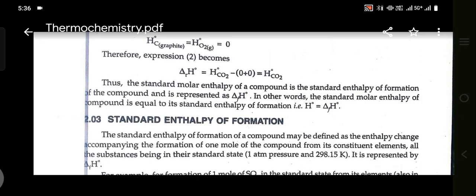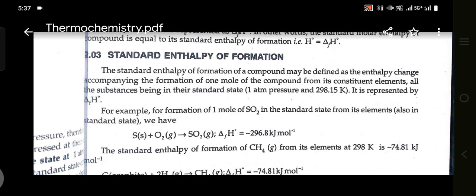Thus, the standard molar enthalpy of a compound is the standard enthalpy of formation of the compound and is represented as ΔfH°. In other words, the standard molar enthalpy of a compound is equal to its standard enthalpy of formation. That is, H° = ΔfH°.